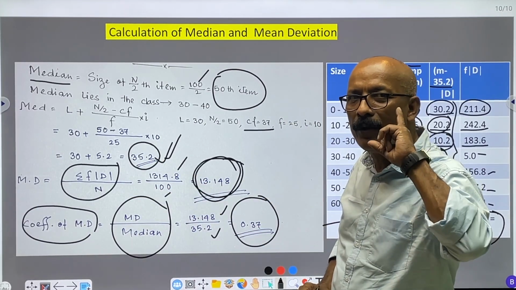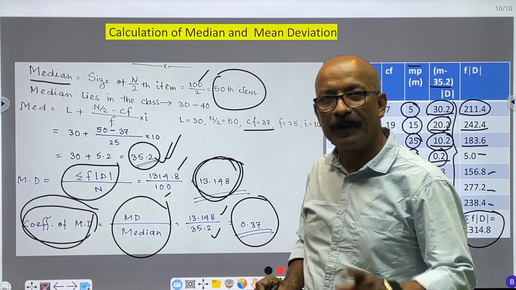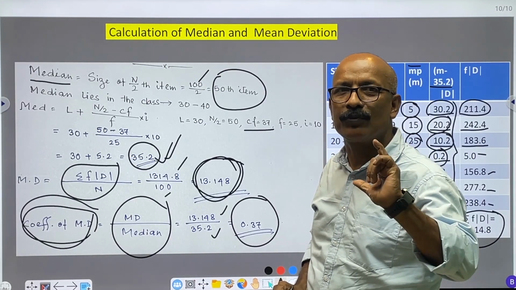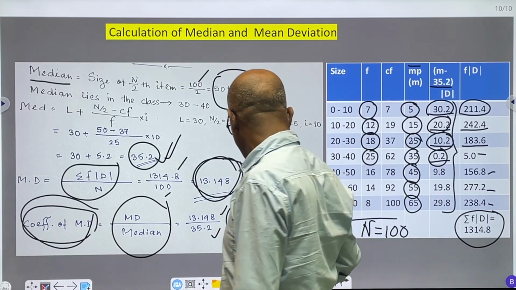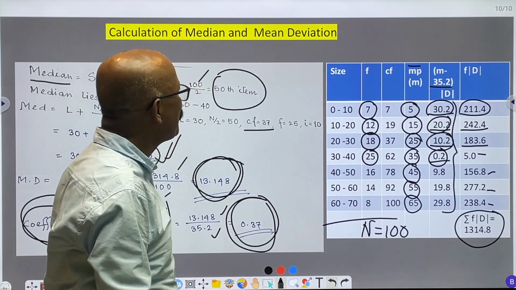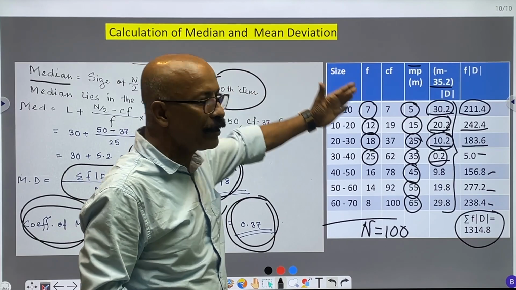Always keep it in mind, when there is a coefficient of something, the value ranges from plus to minus, that is plus minus 1. It always ranges from plus minus 1. Okay, so the value here is 0.37, and this is the procedure of how to calculate mean deviation from median and mean deviation in case of continuous series.